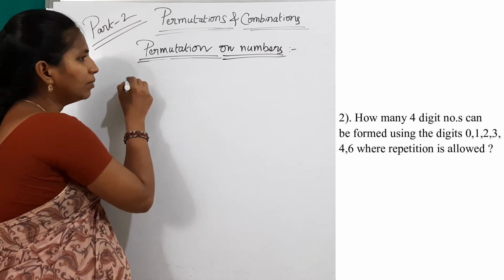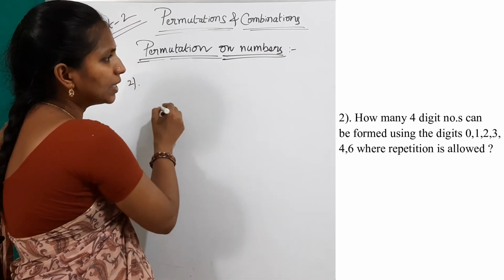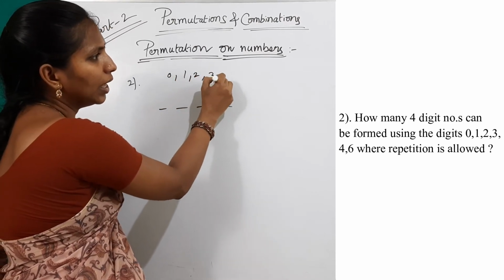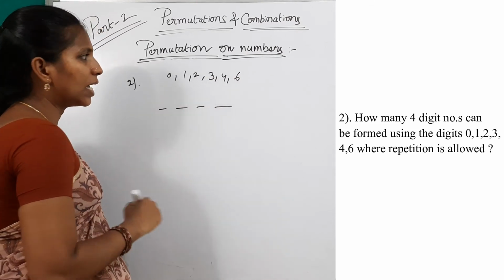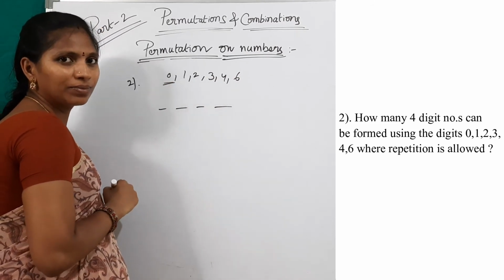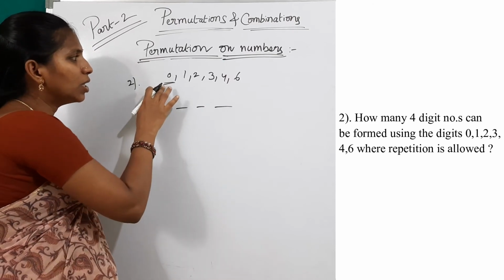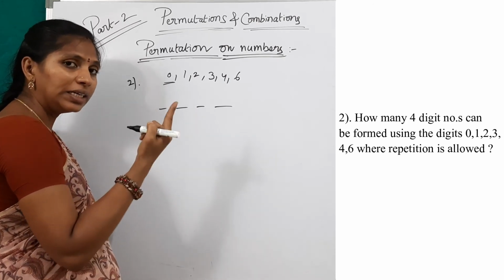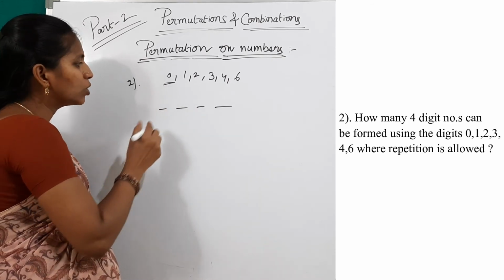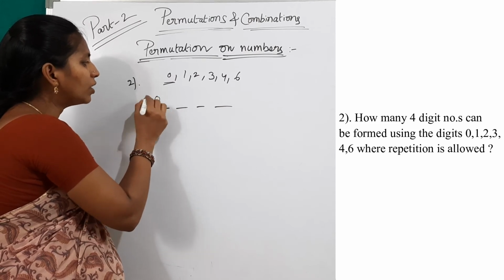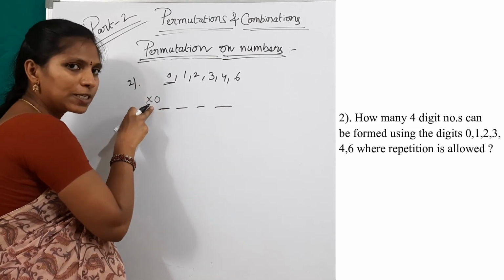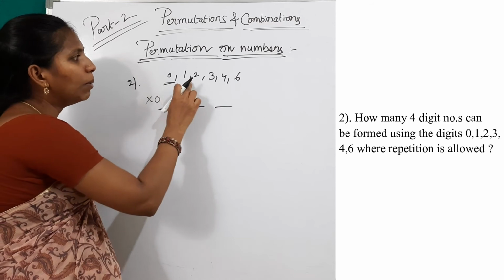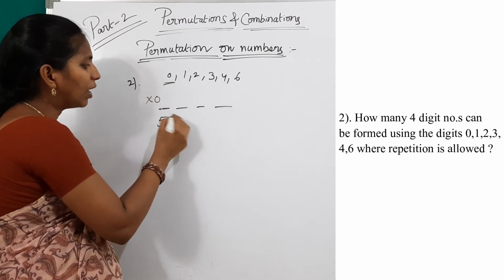Now see the second question. How many 4-digit numbers can be formed using the digits 0, 1, 2, 3, 4, 6, where repetition is allowed? Please concentrate. This first place is not for 0. If I place 0 in this place, then I will get only a 3-digit number. So this is not for 0.